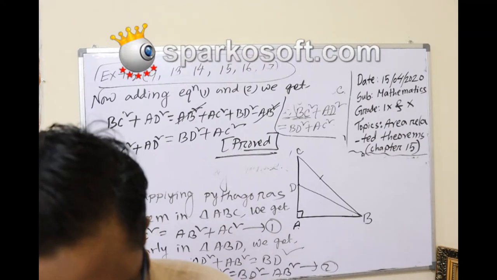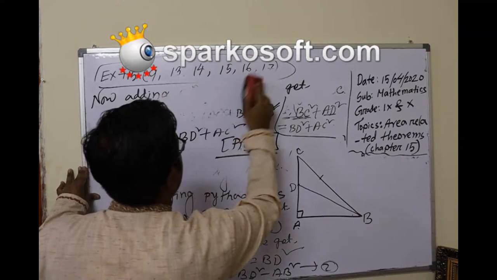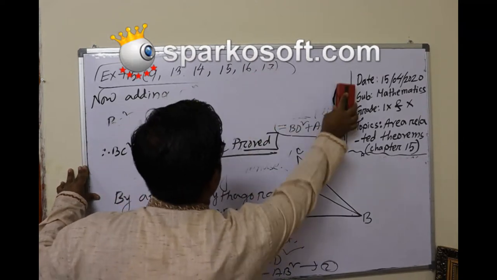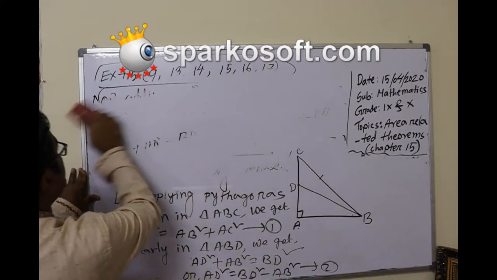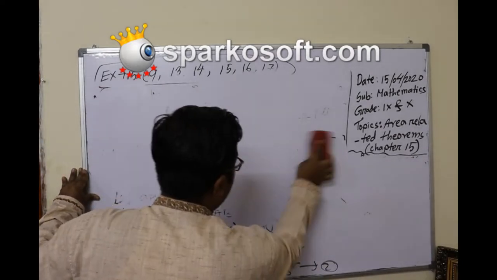Clear? This one actually is very, very important. First of all, you can try to solve. This one, 17 number actually. This one came from 17 number. Keep in mind. This one came from where? 17 number. 17C.